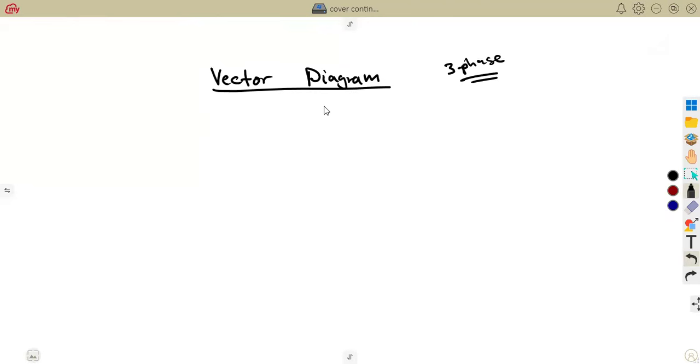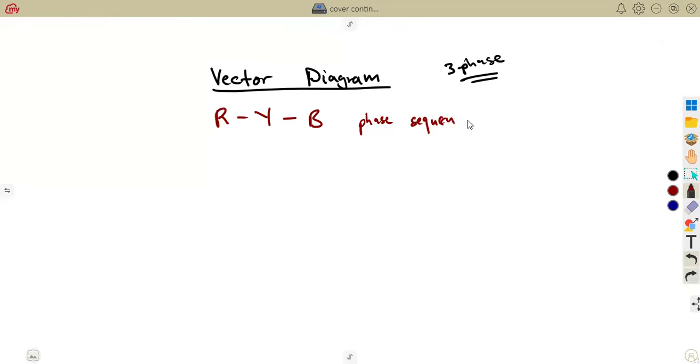Just the vector diagram. Normally, when you are to represent a vector diagram, we know our basic view of it: the bigger the value, the bigger the line. But dealing with a three-phase load, whether you are in a star or in a delta, for our exams we are going to be using the red, yellow, blue sequence. This is to represent the phase sequence.